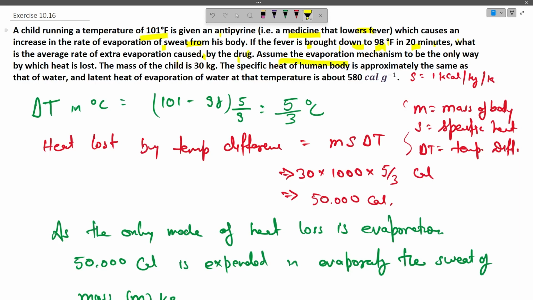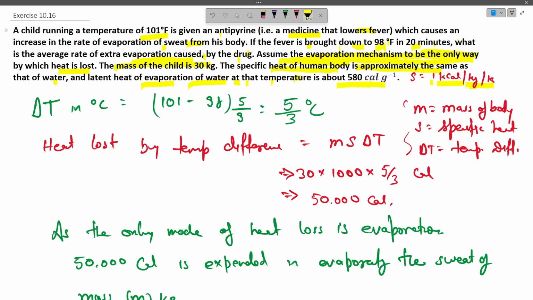Now, assuming that the evaporation mechanism is the only way by which heat is lost, so we have to assume here that the heat is lost by the child's body only by the evaporation of the sweat coming out from the body. Now it is given that the mass of the child is 30 kg and the specific heat of the human body is approximately the same as that of water, and the value of specific heat is 1 kilocalorie per kg per Kelvin, and the latent heat of evaporation of water at that temperature is about 580 calorie per gram. So basically we have to find out the rate of evaporation, that is, the rate of loss of sweat from the body.